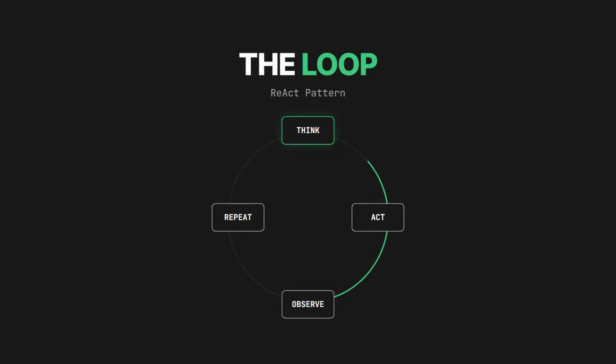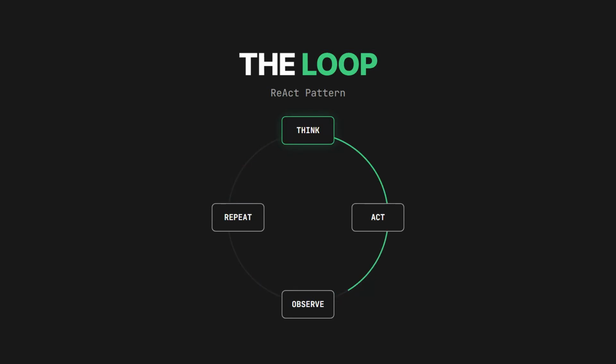What happens if the problem is too complex for a single step, like planning a trip to London? This is where the cycle shines. We use the ReAct pattern: reason, act, observe. The agent thinks, I need flight prices. It calls the flight tool. It gets the data back, observe, then it thinks again, now I need hotel prices. It loops back, calls the hotel tool. It continues this loop until it has enough information to construct the final answer.